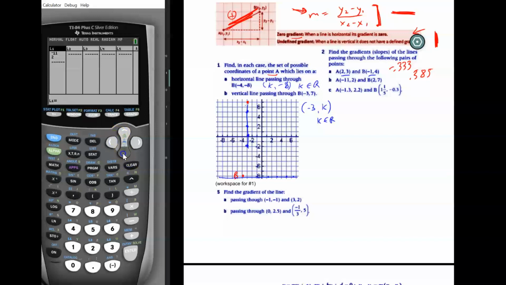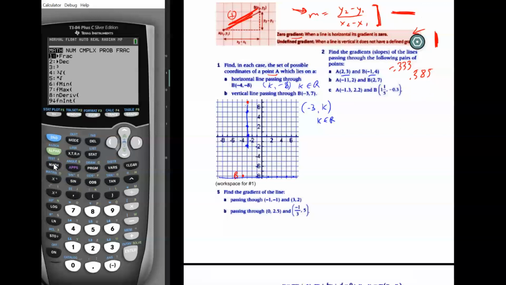If I clear out the L1 and L2, I can type in -1.322 for the first one, -1.3, 2.2, and then for my second pair of points, I have 1 1/5 and -0.3. How do I type 1 1/5 in the calculator?